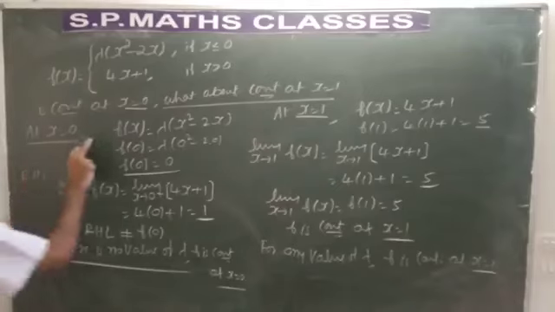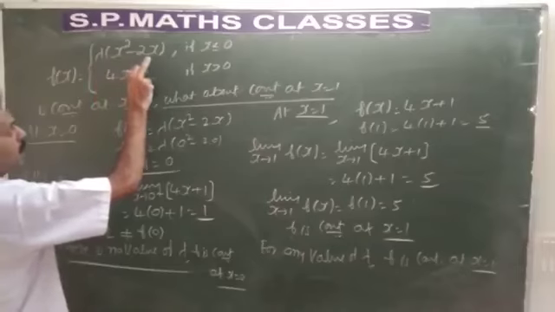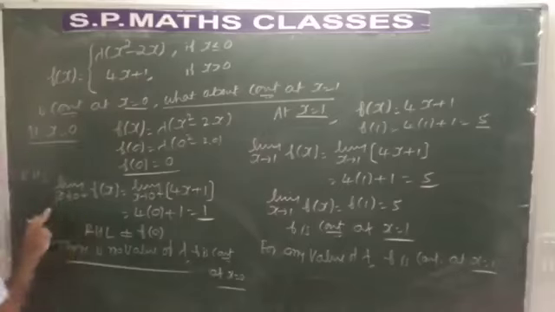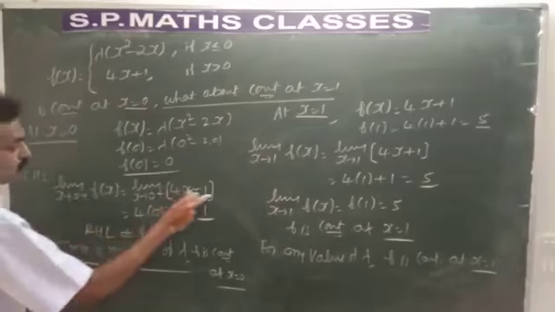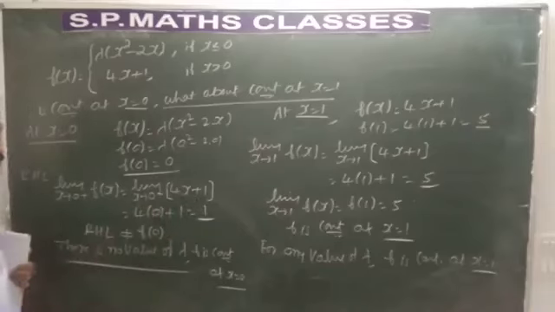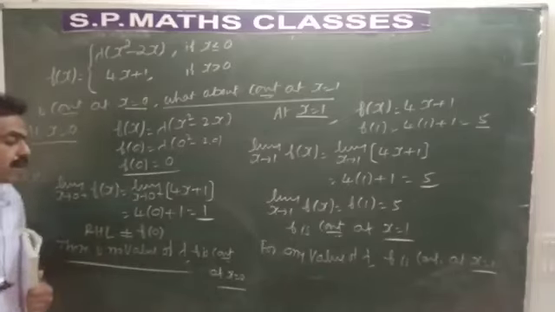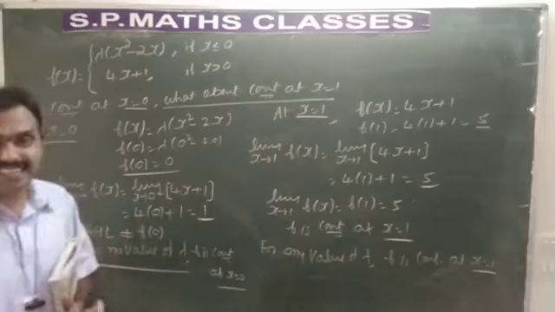It is given at x is equal to 0, f of x is lambda into x squared minus 2x. If we substitute, f of 0 will be 0. If you take the right hand limit, x tends to 0 plus, f of x is 4x plus 1. If you apply the limits, you get 1. The right hand limit is not equal to f of 0. So we conclude that there is no value of lambda for which f is continuous at x is equal to 0.